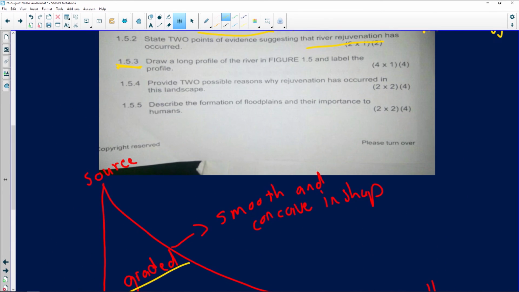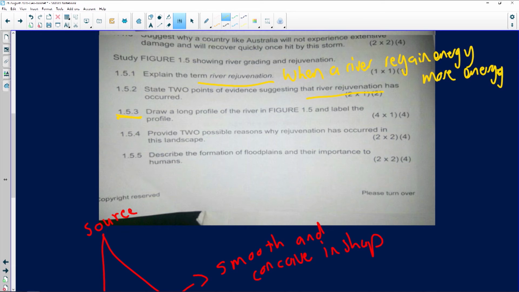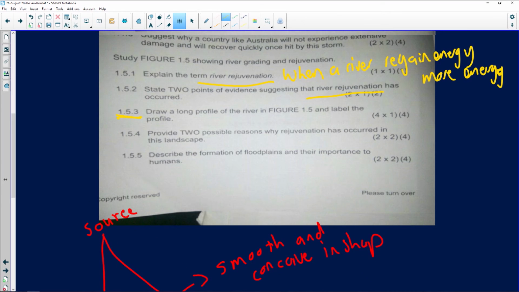Okay, so that's going to be your answer for question 1.5.3. That exact same diagram. Okay, brilliant, isn't it? By just looking at our previous figure. Now 1.5.4: provide two possible reasons why rejuvenation has occurred in this landscape.